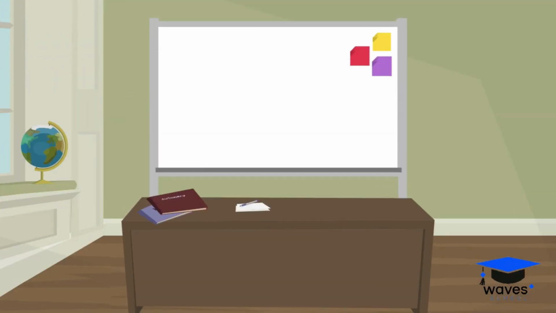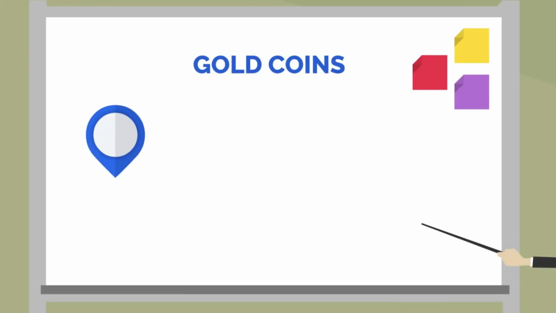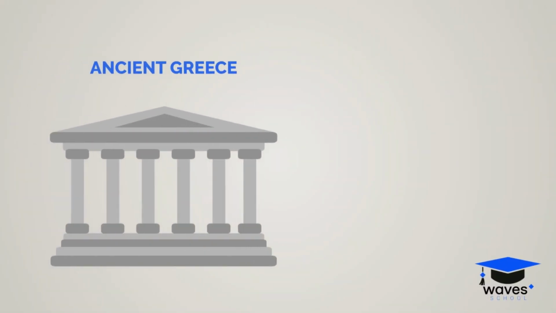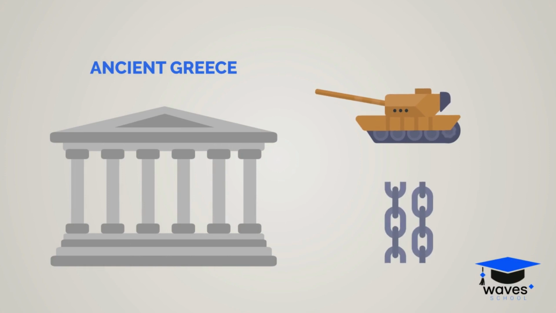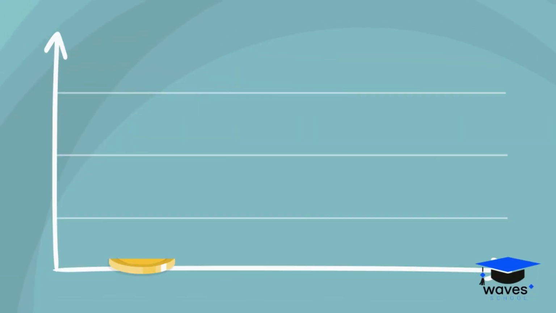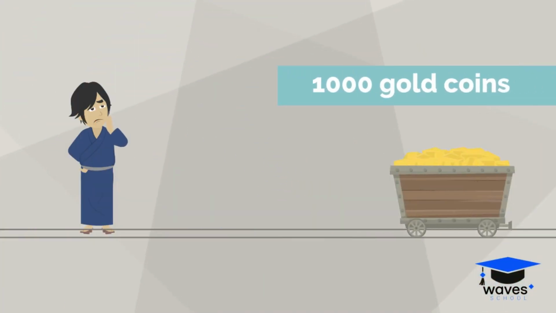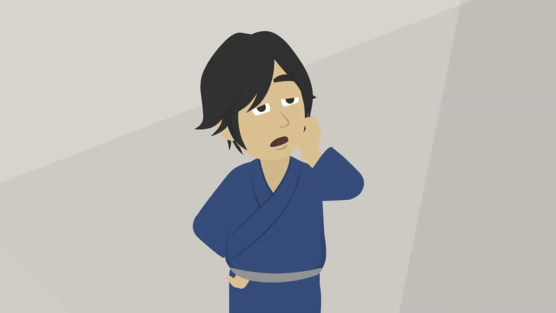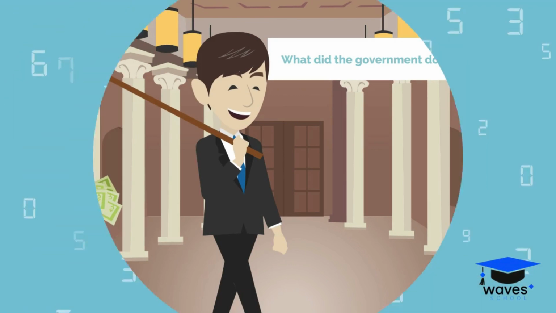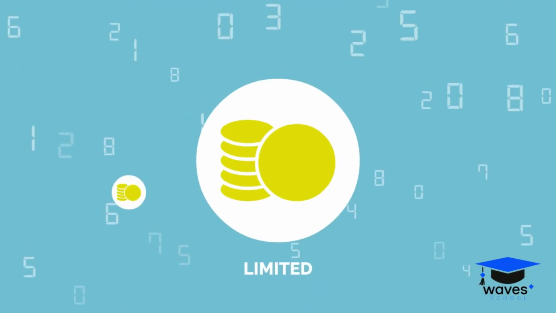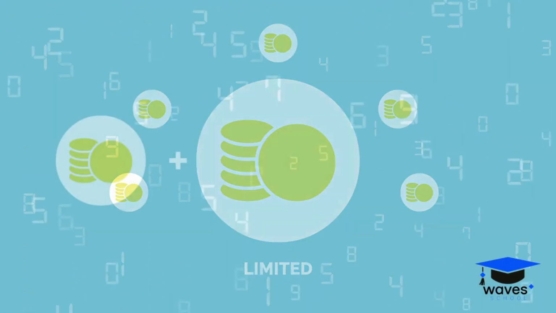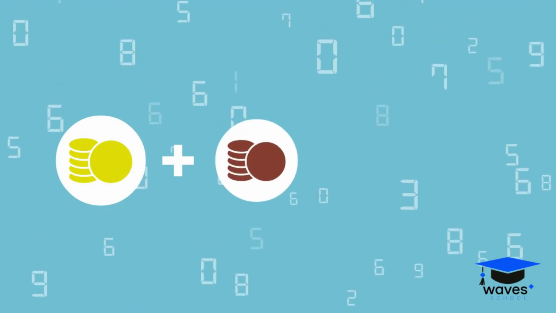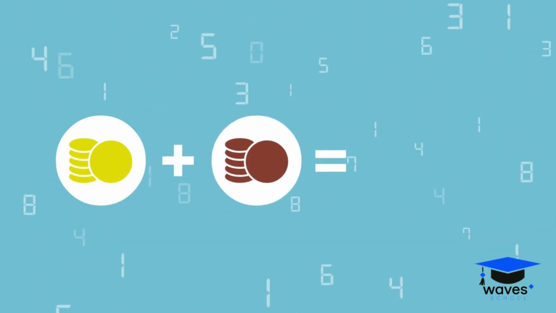Once gold coins were created and established as money, some problems related to their supply arose. Let's go back to ancient Greece, where there were many wars and large constructions, which meant a very high expenditure. For example, if they collected 1,000 gold coins but had an expense of 2,000 coins, what did the government do to be able to pay? Gold is limited, so they could not create more gold coins to be able to cover the money deficit. So they began to mix gold coins with copper coins.